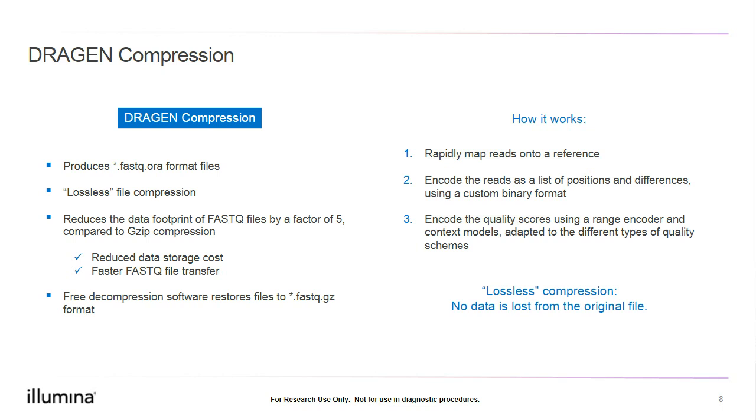How DRAGEN compression works is by rapidly mapping reads onto a reference and using a custom binary format to encode the reads as a list of positions and differences without losing any of the data in the original file. The reference used for DRAGEN compression is human reference. Using a custom reference is currently not supported at this time. DRAGEN compression is a great tool because it will generate smaller FASTQ files and reduce data storage costs and help with faster FASTQ file transfer.